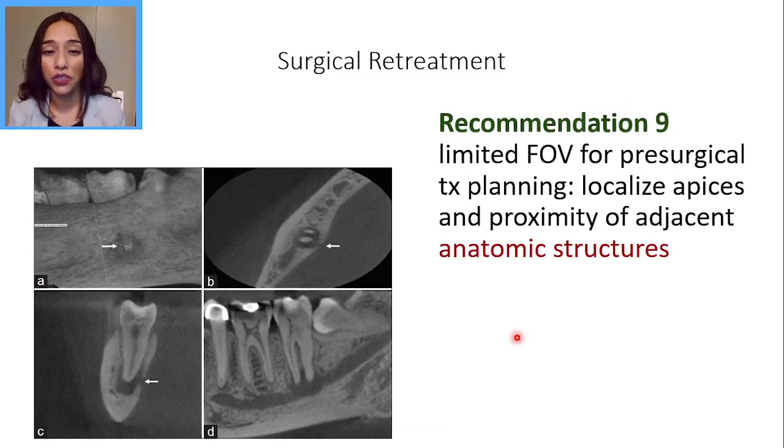All right, this one is super important, and it focuses on the pre-surgical treatment planning phase.